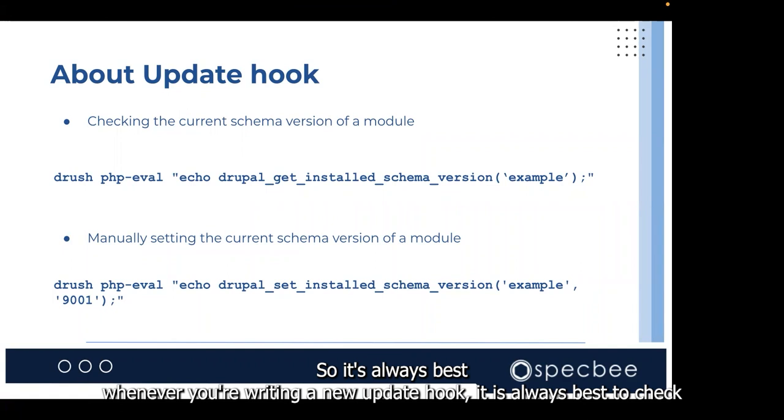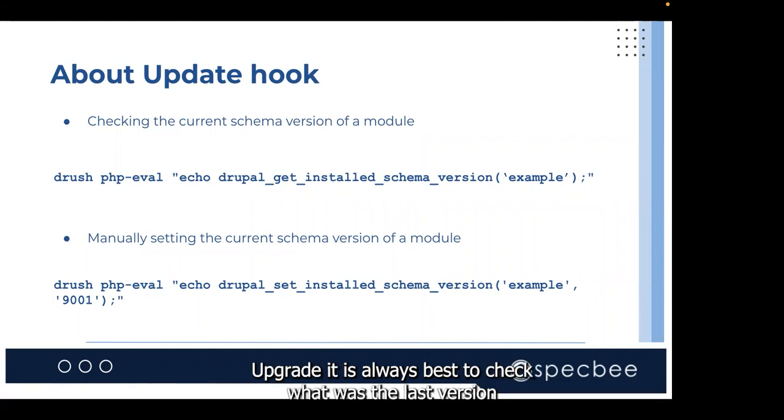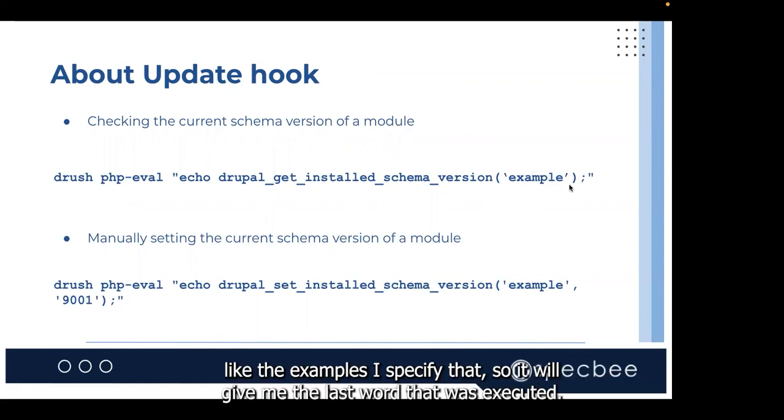So it's always best, whenever you're writing a new update hook, to check what was the last version that was executed. Like I mentioned, it is stored in your database. So this is the function that you can use: drupal_get_installed_schema_version, and you specify the module name. In this case, I've used my module name as the example, so I specify that. So it will give me the last hook that was executed.